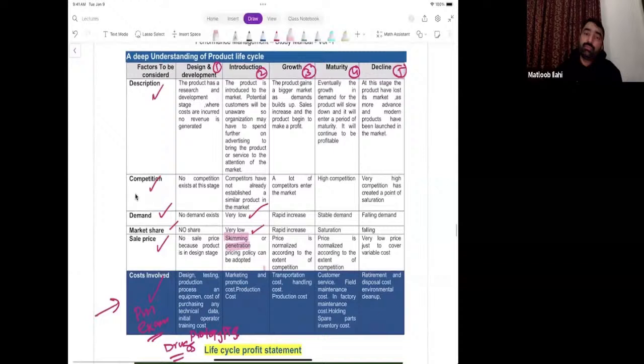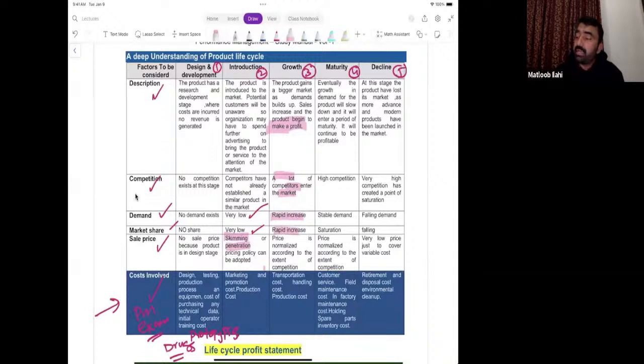Then there's a growth phase. The product gains a bigger market as demand builds up, sales increase, and the product begins to make a profit. Okay, product begins to make a profit. A lot of competitors enter the market at this stage because now competition is becoming intense. Demand is rapidly increasing because more and more customers are becoming aware. Market share is also increasing rapidly.